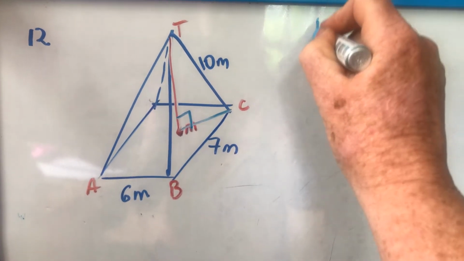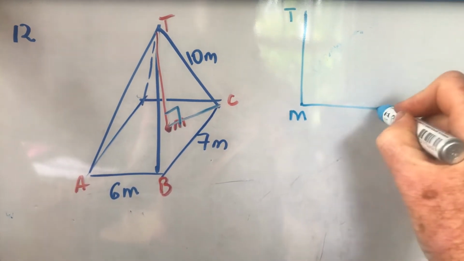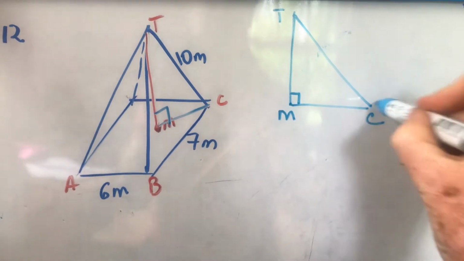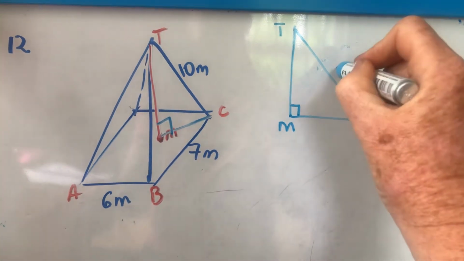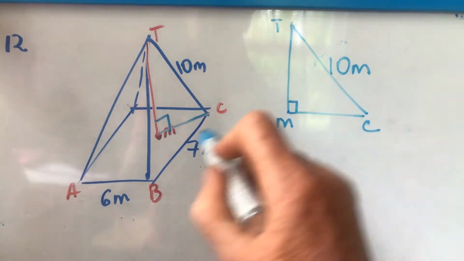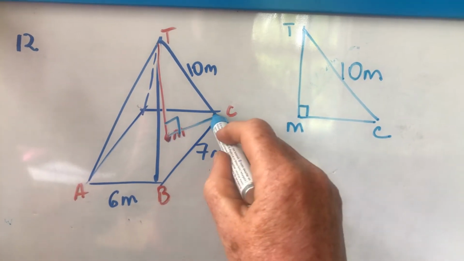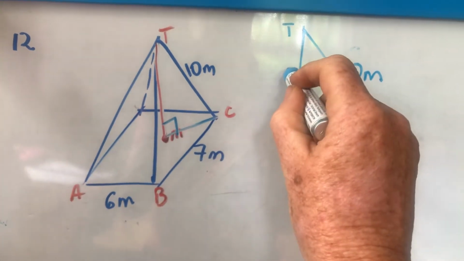So from T to M and then out to C makes my right angle. So I would draw that out separately because this is where I'm aiming for in the end. I know that T to C is 10 meters. I know M to C, I don't know how long it is. So this is the line I need to work out, and this is the question that I've got.